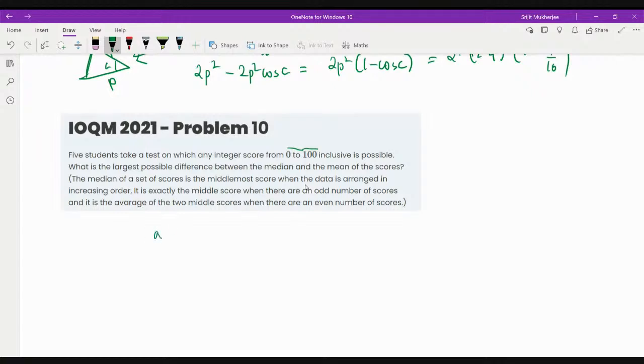5 students are there, A, B, C, D, E. So let's say these are all ordered in this manner: A less than or equal to B less than or equal to C less than or equal to D less than or equal to E. Therefore, what do you get? You get C is the median score, right? 5 students are there, and what is the mean? Mean is A plus B plus C plus D plus E by 5. This is the mean.